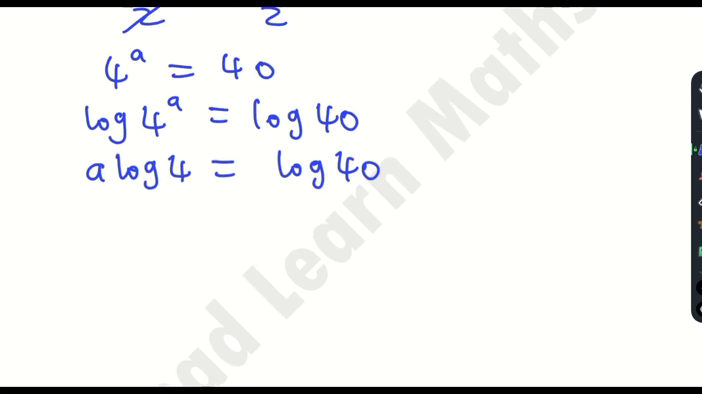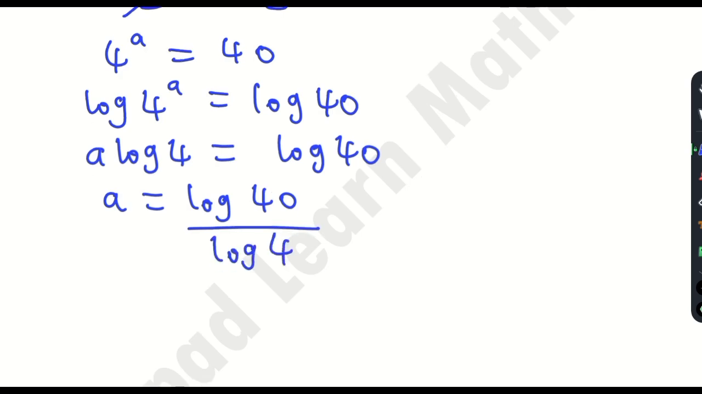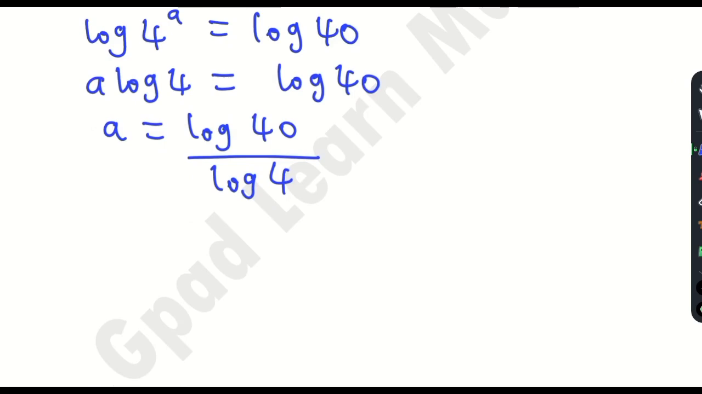So we're going to divide both sides by what? Log 4. Divide both sides by log 4, you're going to have a is equal to log 40 over log 4. Now that we have a being equal to log 40 over log 4, what are we going to do next? We are going to split log 40. Now, if you have log AB, one of the laws of logarithm, you can rewrite this as log A plus log B. This is the product rule of logarithm.